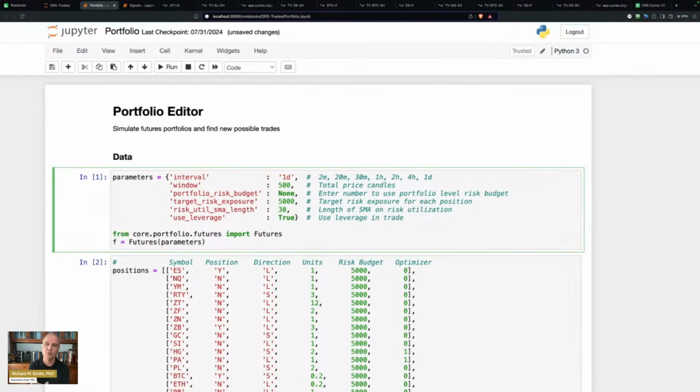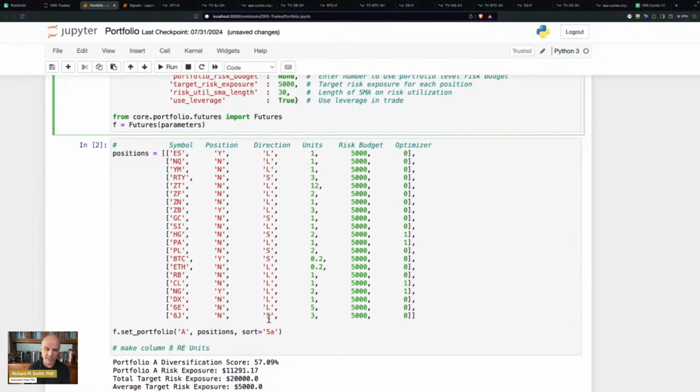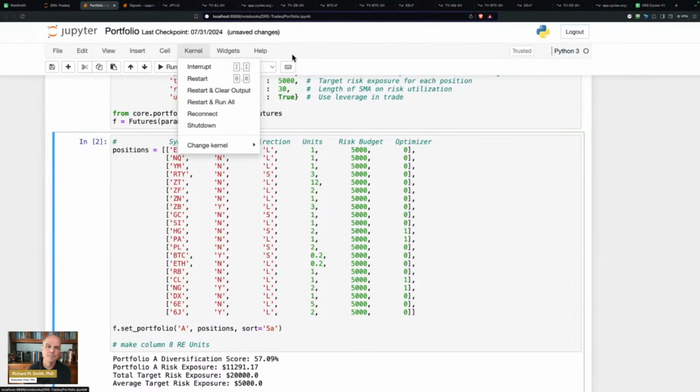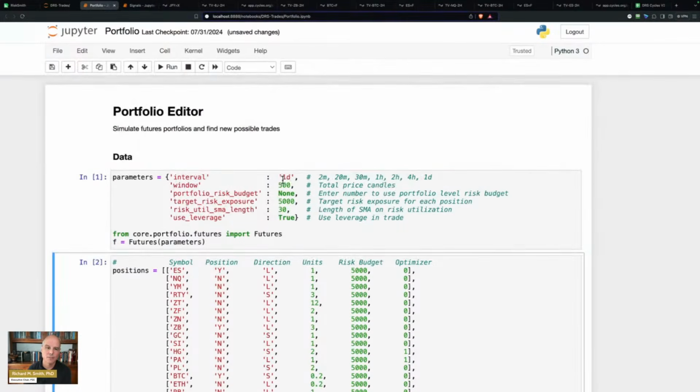Okay, so our exposure in portfolio B, let me just make these the same now since we've decided that this is our portfolio. So I'll add the long 2 yen. Okay, and I'm changing this to 1D, okay, instead of 2 hours.